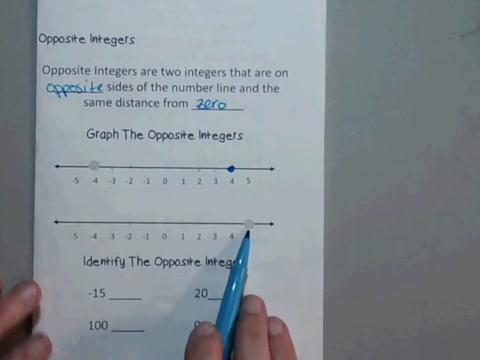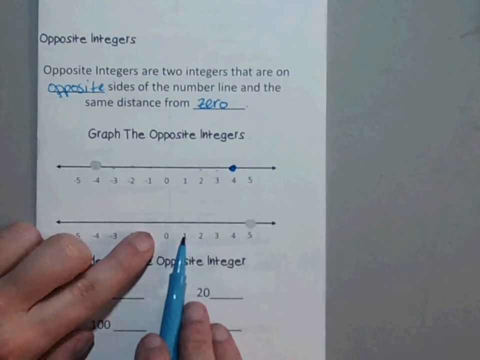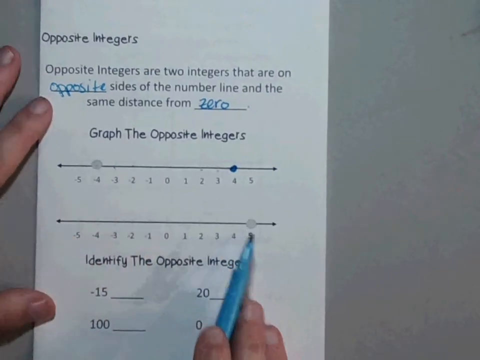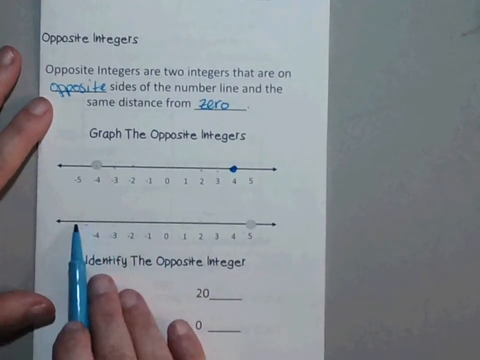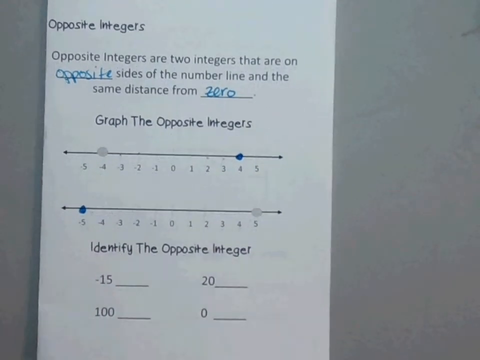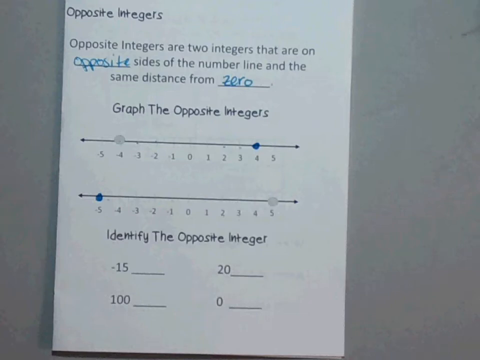Okay, same thing here for 5. We go 1, 2, 3, 4, 5 spaces to the right of 0. So then on the opposite side, we go 1, 2, 3, 4, 5 spaces to the left of 0. So that's all we're doing when we're graphing the opposite. Okay, so to identify our opposite, hopefully you don't need a number line to do those every time. If we do, we're going to probably struggle through this unit.